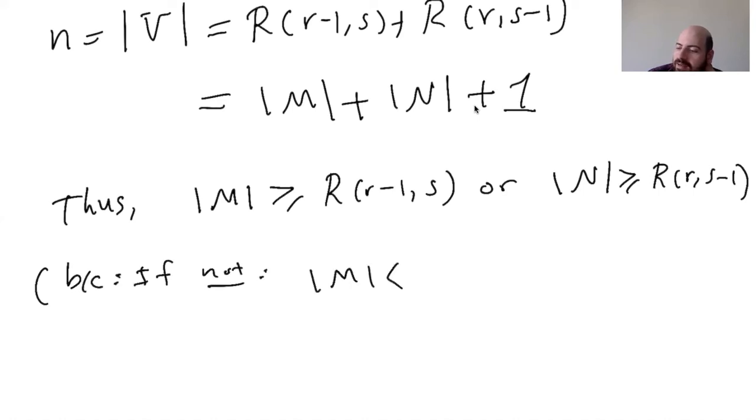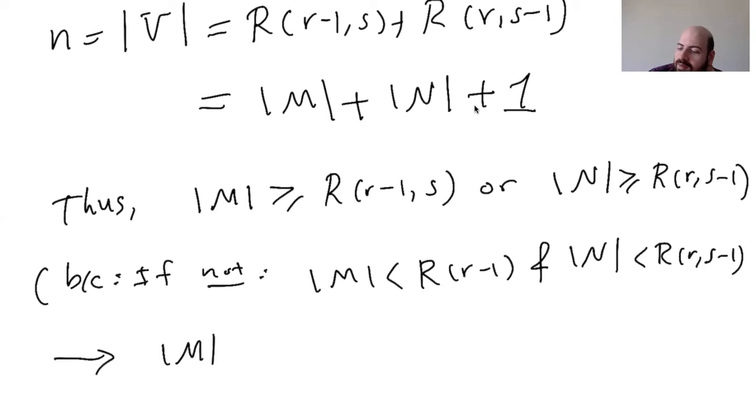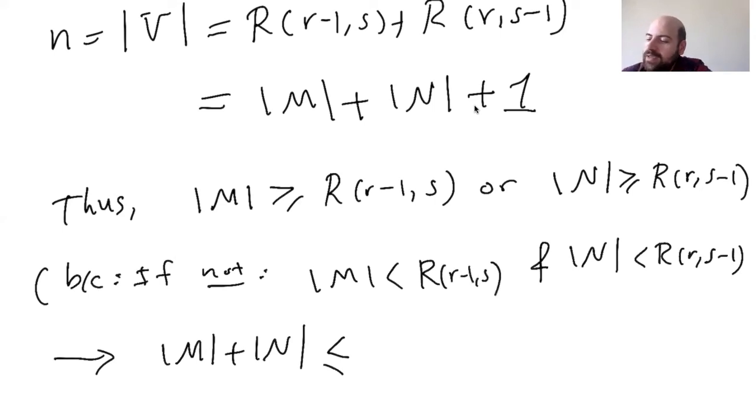M would be less than R of R minus 1, and N would be less than R of R and S minus 1. And then that would imply that M plus N, number of elements in M plus number of elements in N, will be less than or equal to, right? So if the number of elements of M is less than capital R of R minus 1 and S, that means the number of elements of M is less than or equal to capital R of R minus 1 and S minus 1, right? Remember, everything is here in integer. So if, for example, M is less than 5, that means M is less than or equal to 4, right?